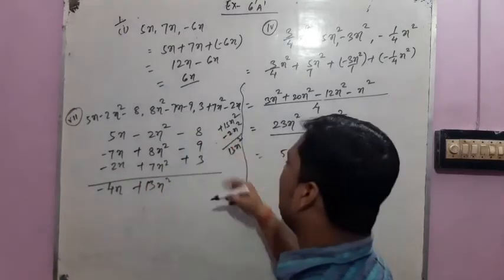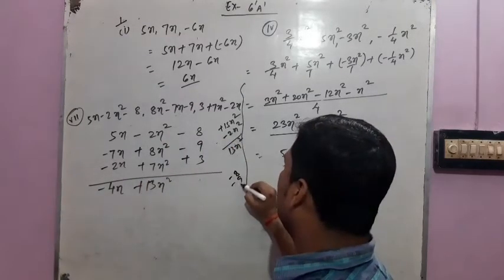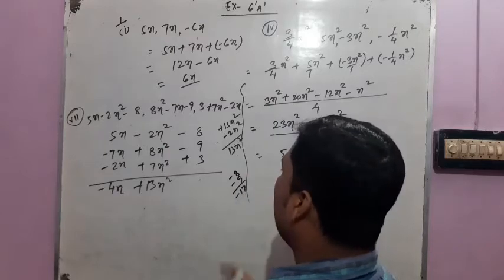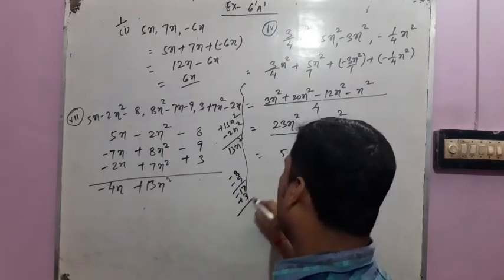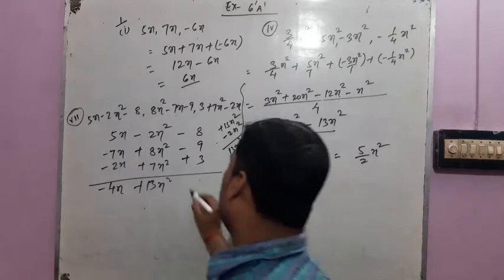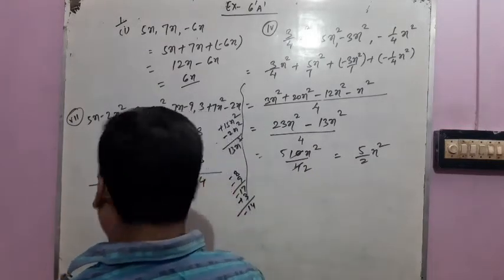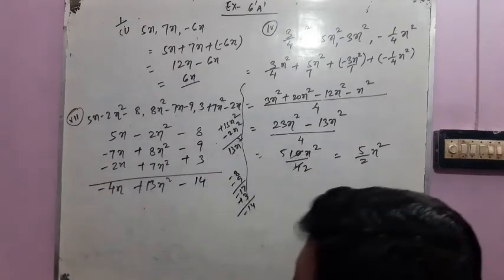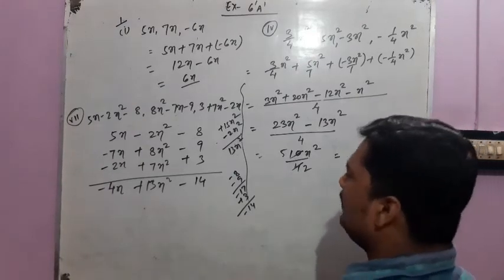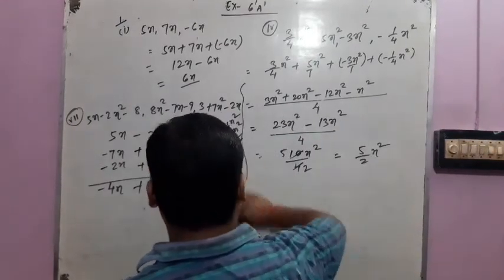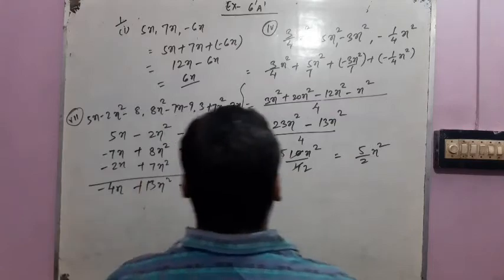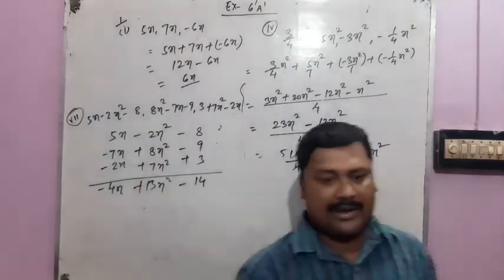Now both are negative terms, so we have to add them first. So the result will be minus 17 and here it is plus 3. When you add, you will get minus 14. So here the answer is, students, minus 4x plus 13x square minus 14. Okay, any confusion? Now look at one more question of first, question number 10.